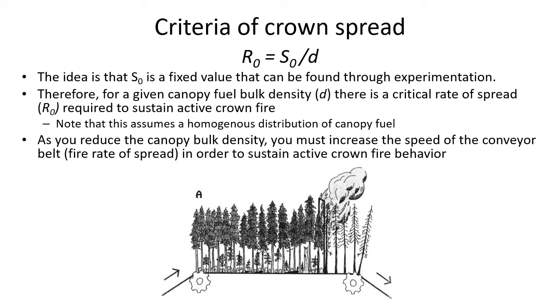Right. So if you have a slightly less dense stand, crown fire still may be possible. You just might need it to spread a little bit faster in order to achieve enough fuel being consumed in a given time step to keep that propagation going. Right, so with our conveyor belt idea, if we thin those trees out a little bit, we might still be able to maintain our active behavior. We just might need to move that conveyor belt a little bit faster, right? We need to have a greater fire rate of spread to move those trees through our vertical plane fast enough.